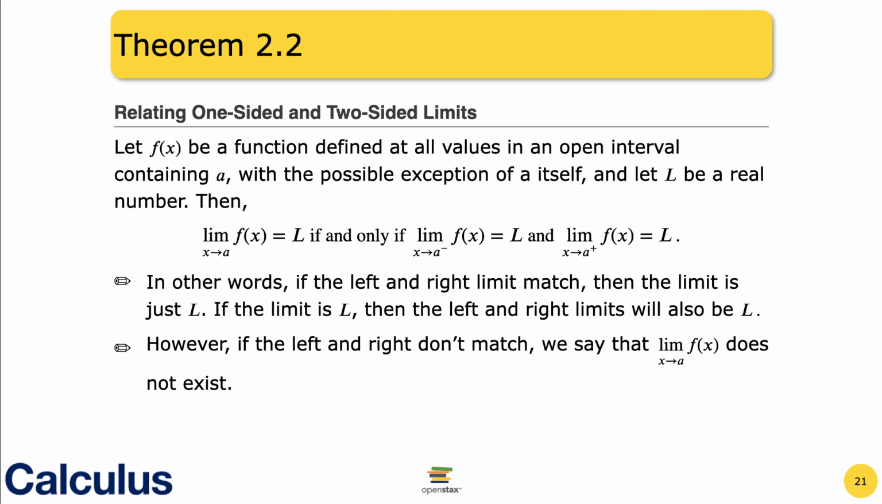In other words, if the left and right limits match, then the limit is just L. And if the limit is L, then the left and right limits will also be L. However, if the left and right limits do not match, then the limit as x approaches a of f of x does not exist.